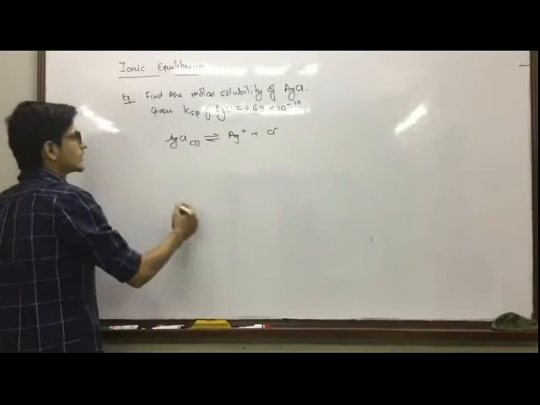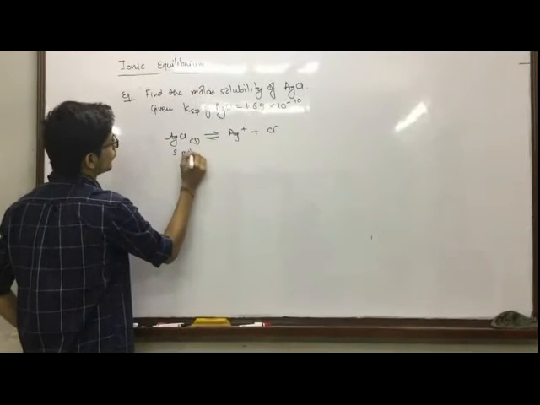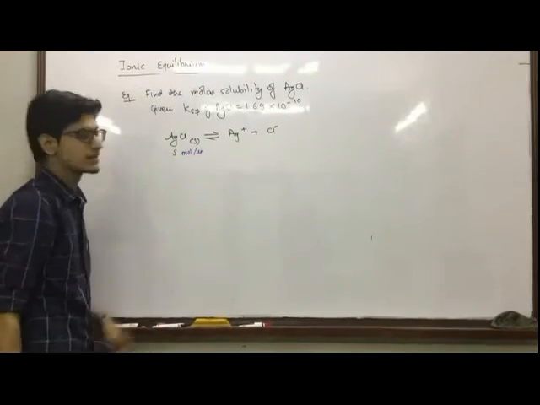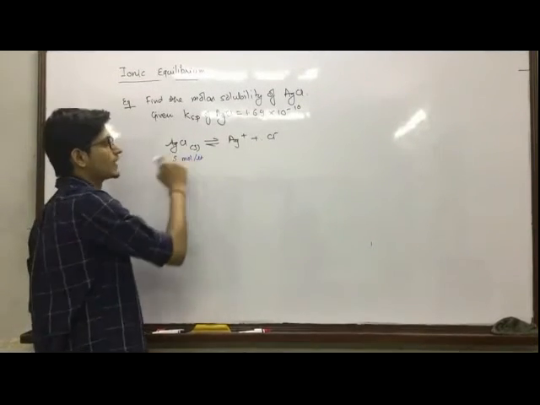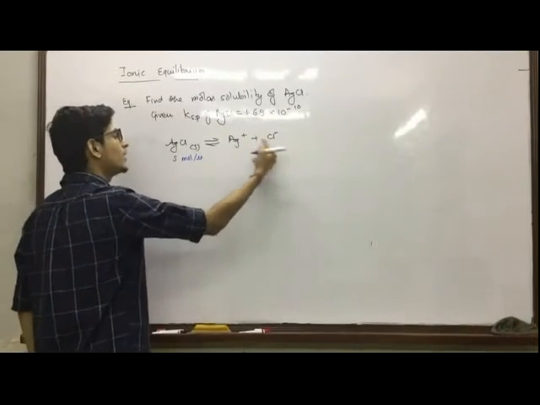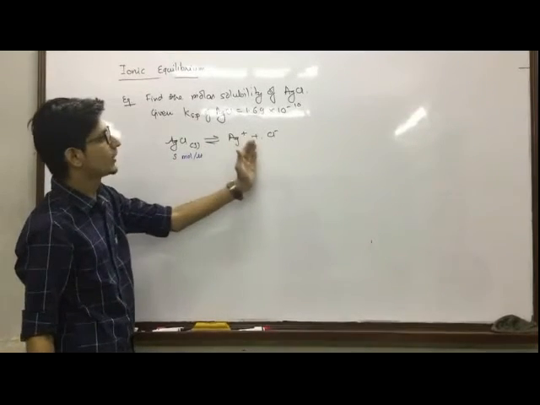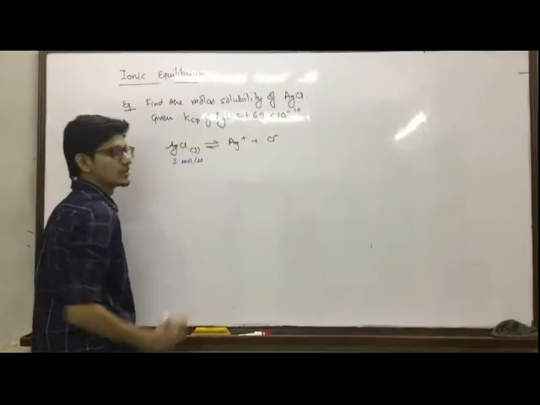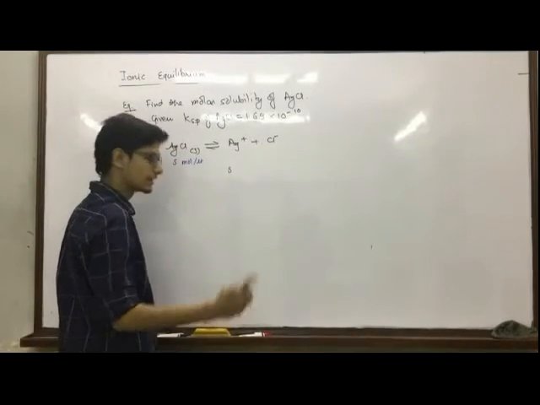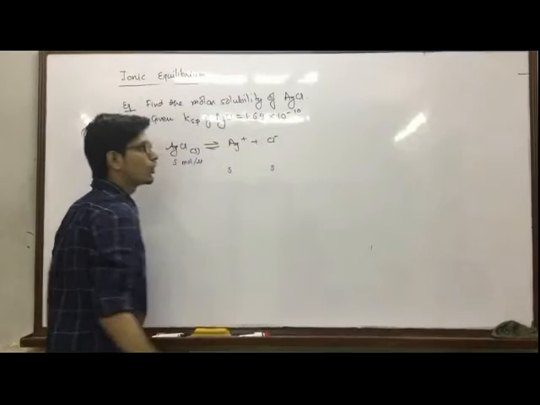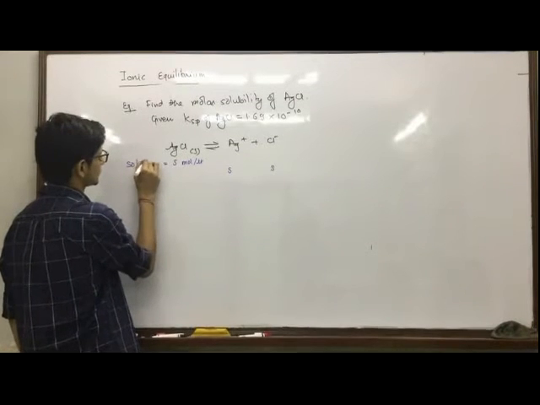Okay. So what we can say? Suppose AgCl is taken, and suppose S moles of AgCl is going to dissolve in 1 liter of solution. If S moles of AgCl is dissolved, how many moles of Ag plus and Cl negative is going to form? According to the stoichiometry, we can predict this. If S moles of AgCl is dissolved in 1 liter of solution, this is going to form S moles of Ag plus ion in that 1 liter of solution, and S moles of Cl negative in that solution. This S is the solubility.